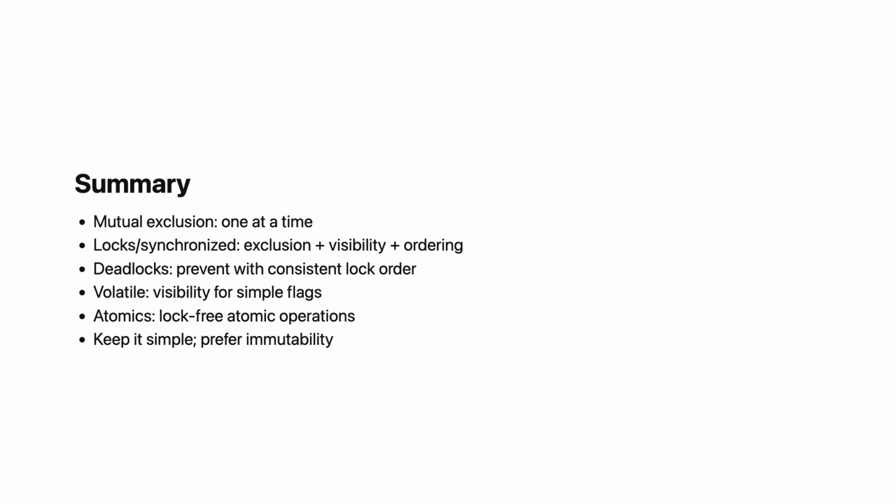Deadlocks: circular waiting for locks, prevented by consistent ordering. Volatile gives visibility without mutual exclusion, for simple flags. Atomic types give indivisible operations, for counters and simple state. Choose the right tool. Keep it simple. Prefer avoiding shared mutable state. Synchronization makes concurrent code correct but requires careful design.